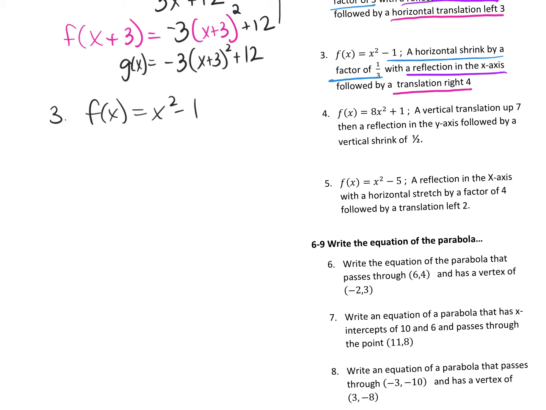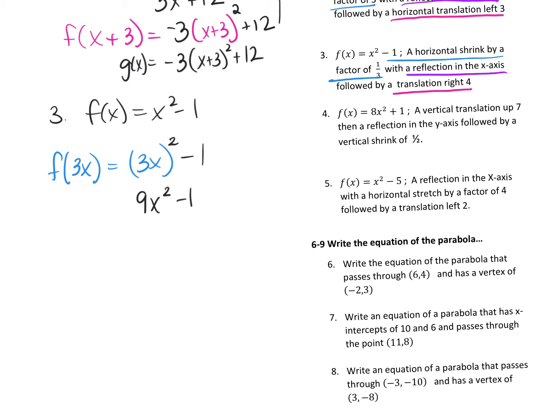So horizontal shrink again is inside, and it's reciprocal. The reciprocal of 1/3 is 3. So f of 3x. I'm going to replace the x with 3x. So (3x) in parentheses squared minus 1. And then I will do the square. (3x) squared is 3x times 3x, which is 9x squared minus 1.